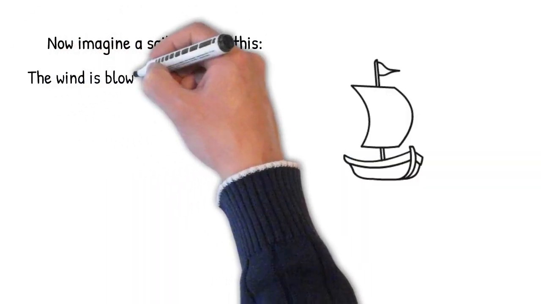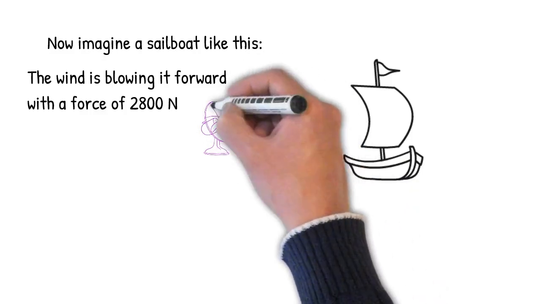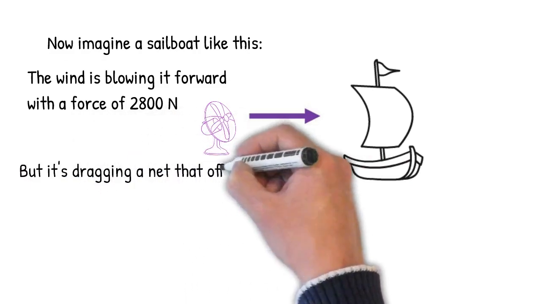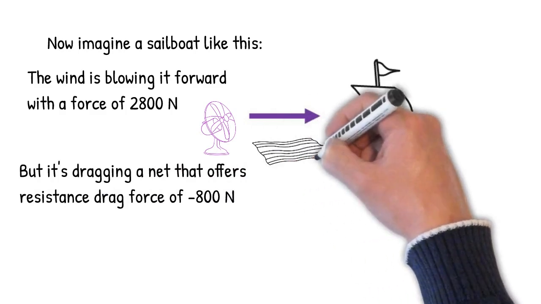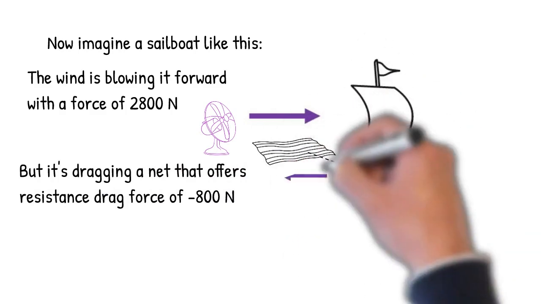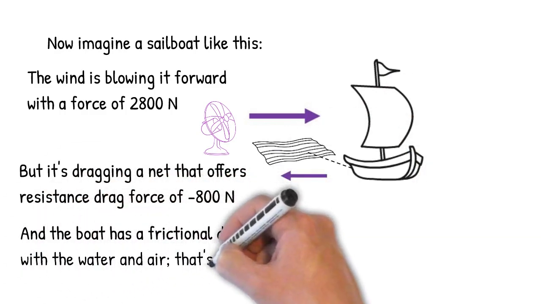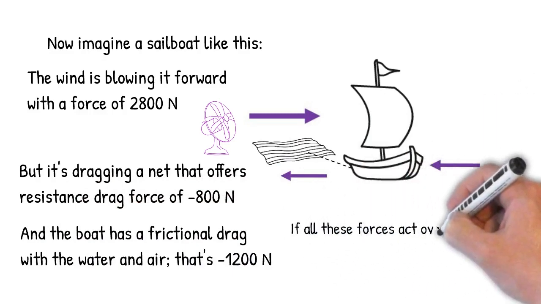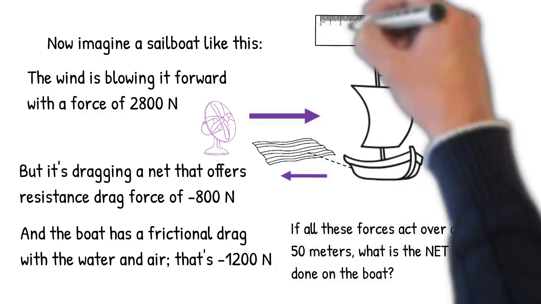Now imagine a boat. The wind is blowing it forward with a force of 2,800 newtons. My wind comes from a fan. But it's dragging a fishing net behind it that offers a resistance force of minus 800 newtons. Let's hook that up. Now the boat also has a frictional drag with the water and the air, and that's minus 1,200 newtons and is working against its motion. If all these forces act over a distance of 50 meters, what's the net work done on the boat?